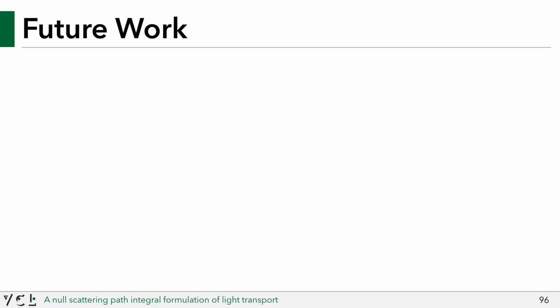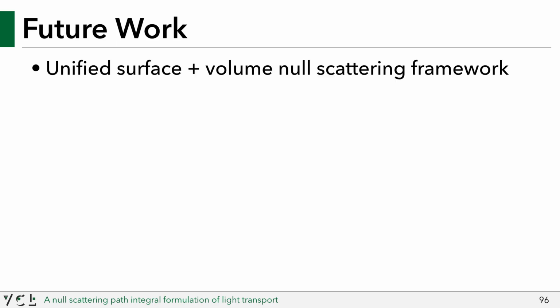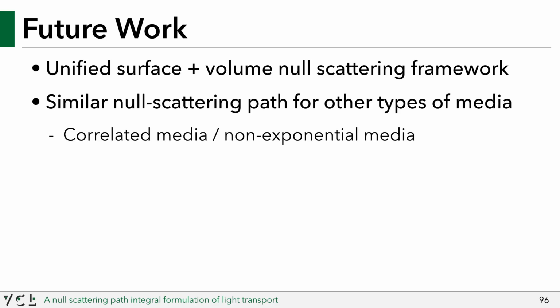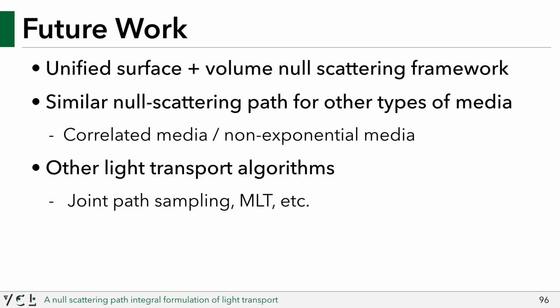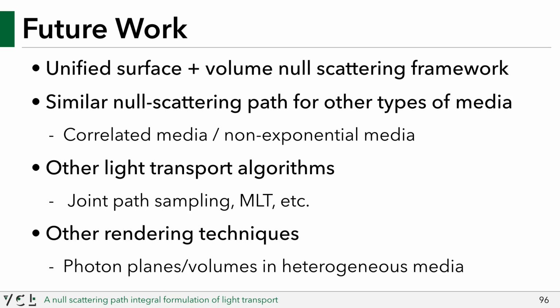We think there are a lot of interesting directions for future work, including a unified null scattering framework that includes both surfaces and volumes with null scattering. We think a similar null scattering path could be found in potentially correlated media or media with non-exponential transmittance. I think other light transport algorithms could potentially make use of our framework. And finally, we think that other rendering techniques such as photon planes or volumes may be able to use our path integral to extend to heterogeneous media.